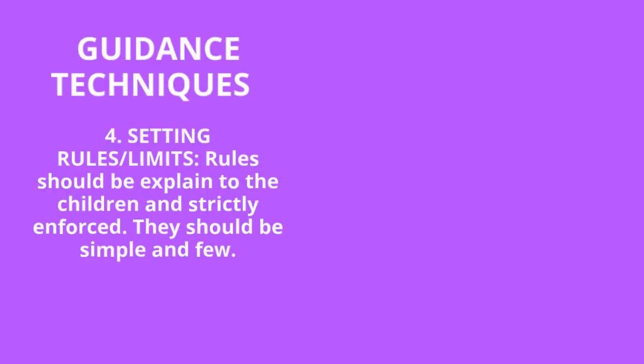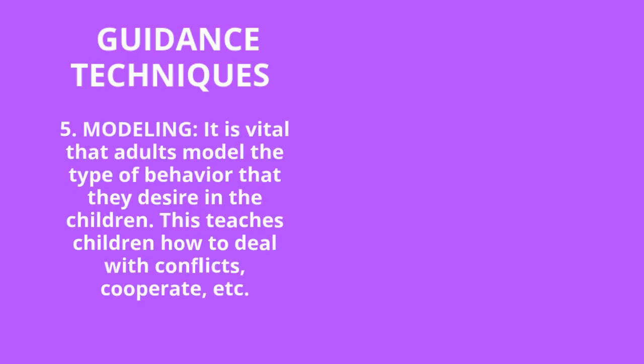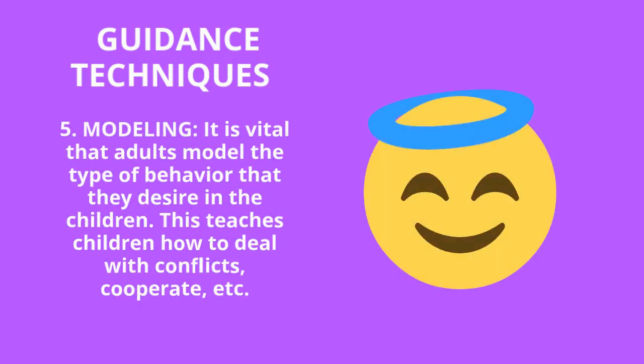Setting rules and limits. Rules should be explained to children and strictly enforced. They should be simple and few. Modeling. It is vital that adults model the type of behavior that they desire in children. This teaches children how to deal with conflict and cooperate. It is absolutely imperative that teachers have a positive attitude.